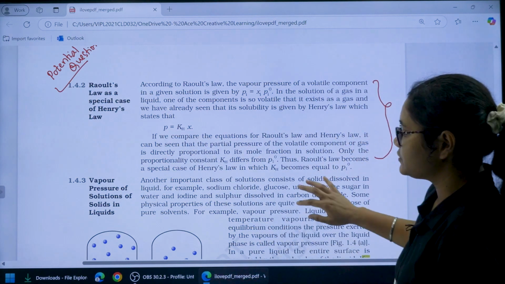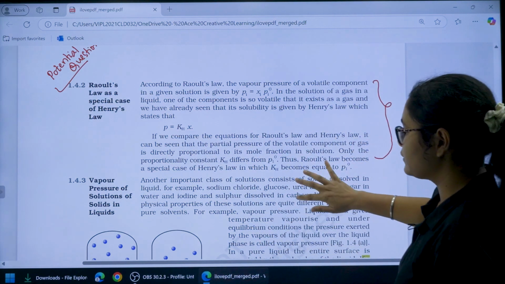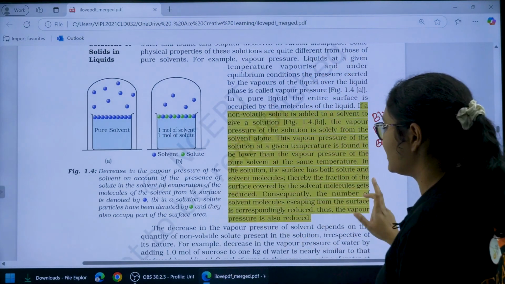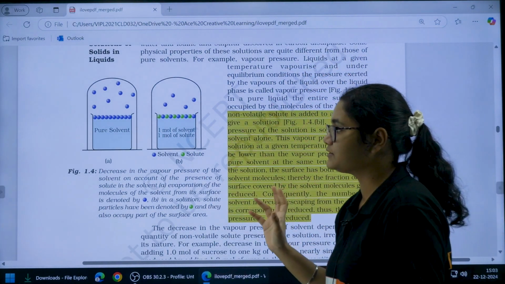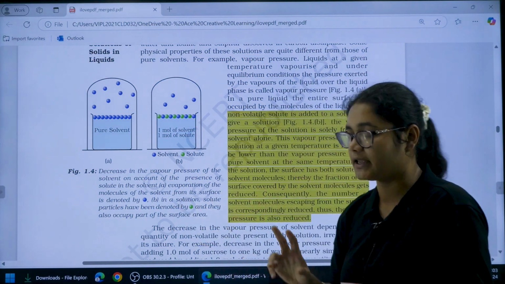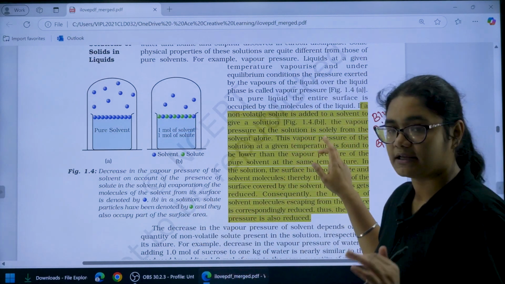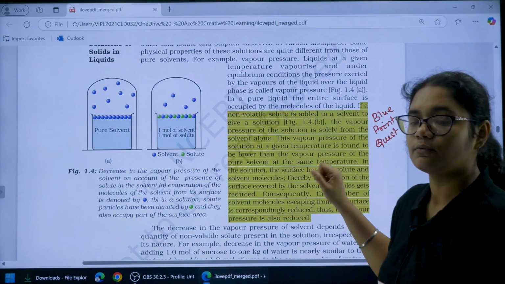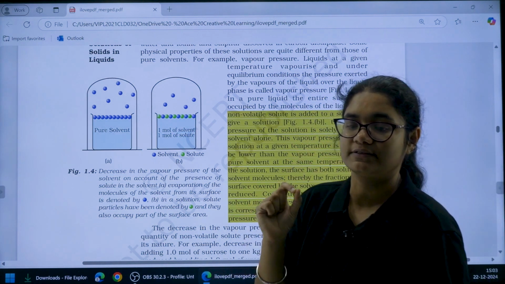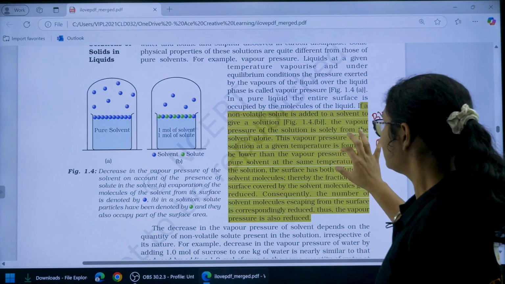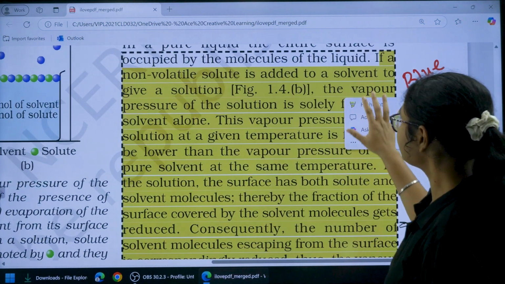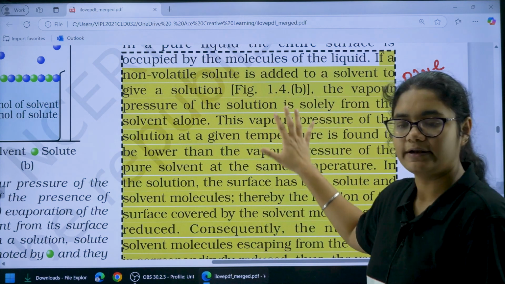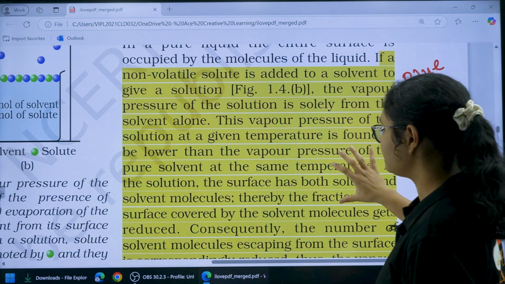Next is about vapor pressures of solutions of solid in liquid. Here the point question is, this is a blueprint question: why does the vapor pressure decrease when a solute is added? Write down the question. From here you need to write, if a non-volatile solute is added. From there you can mark in the book, this can be a question.